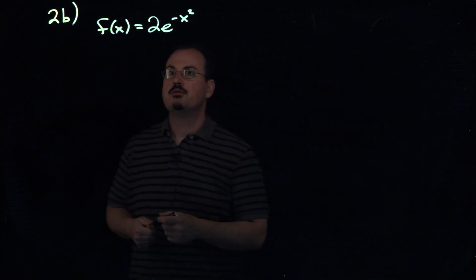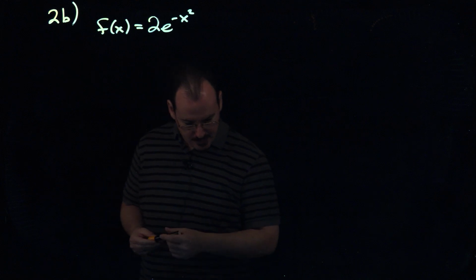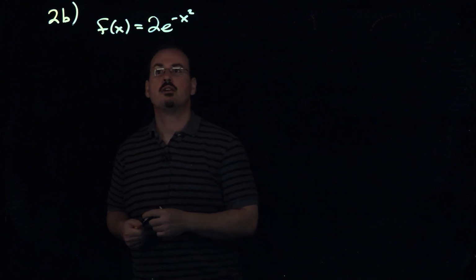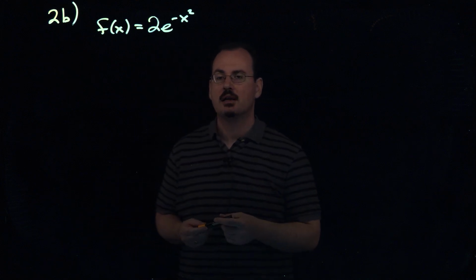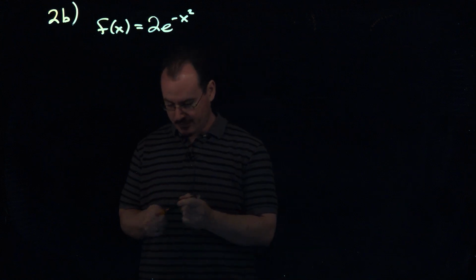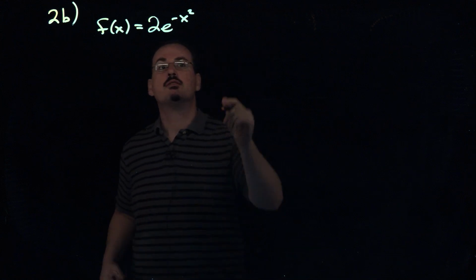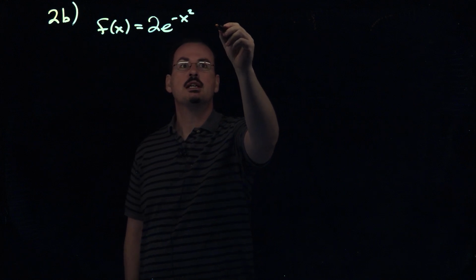Okay, we're doing problem 2b from section 5.1. This one is asking us to find the open intervals where the function is concave up or down. So whenever you have a question about concavity, we know we're dealing with the second derivative. So we're going to need to first find that second derivative. So let's do that first.